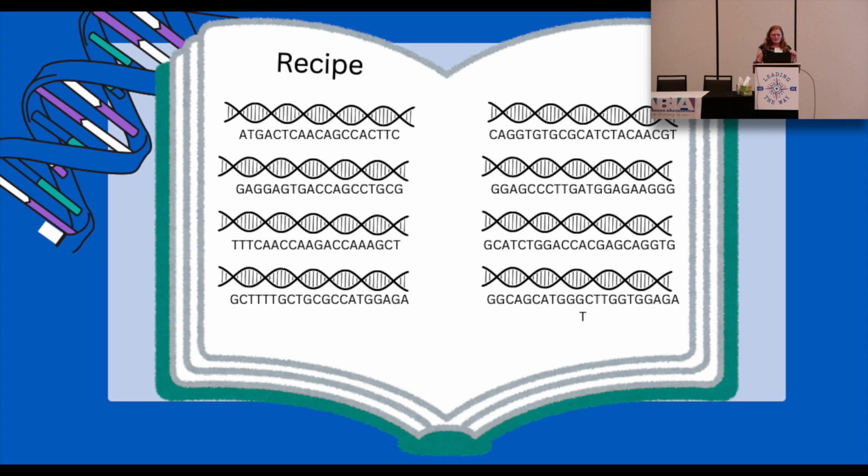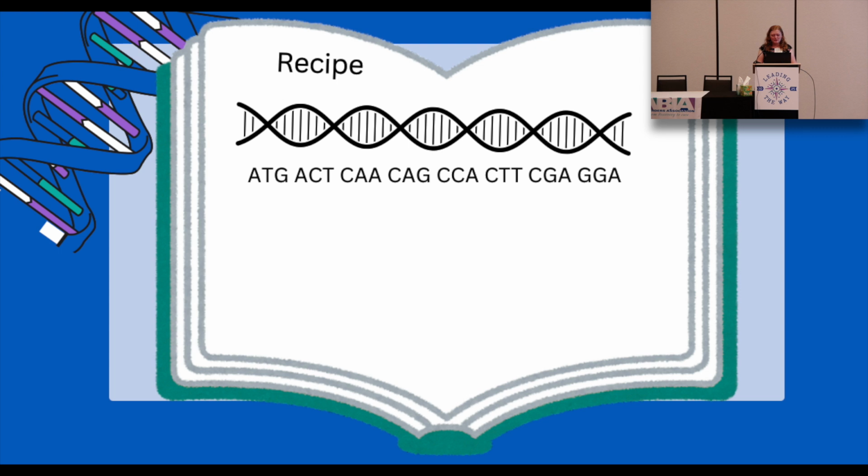There are different ways that changes to the instructions can make a big difference in the body's ability to follow the recipe. In some cases, the recipe could be completely missing from the book, which we call a deletion. Sometimes there's just 1 or a few letters missing. Sometimes there are large sections that are duplicated. And sometimes there's only 1 letter that is switched out with another. These and other types of changes completely change the way that recipes are read, which can cause the product that it's meant to create to not work in the body.